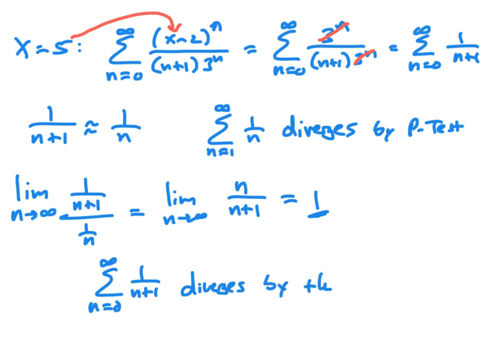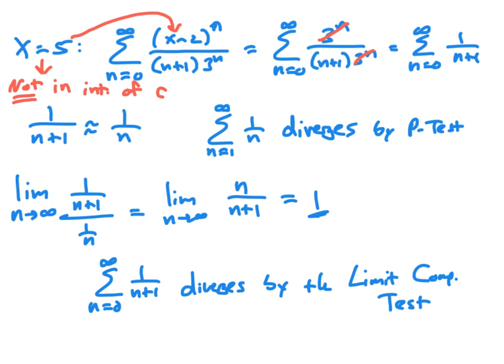by the limit comparison test. And so what this is saying is that the value of x equals 5, the right endpoint of our interval of convergence, will not be included because the power series does not converge at that point. So x equals 5 is not included in our interval of convergence for this particular power series.